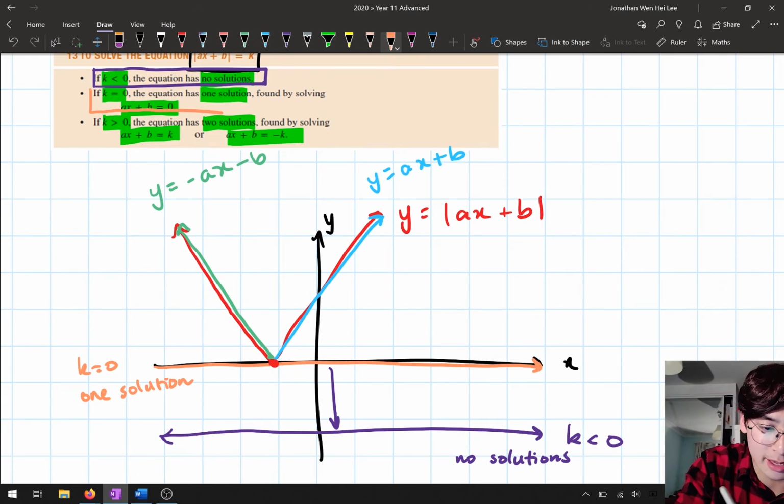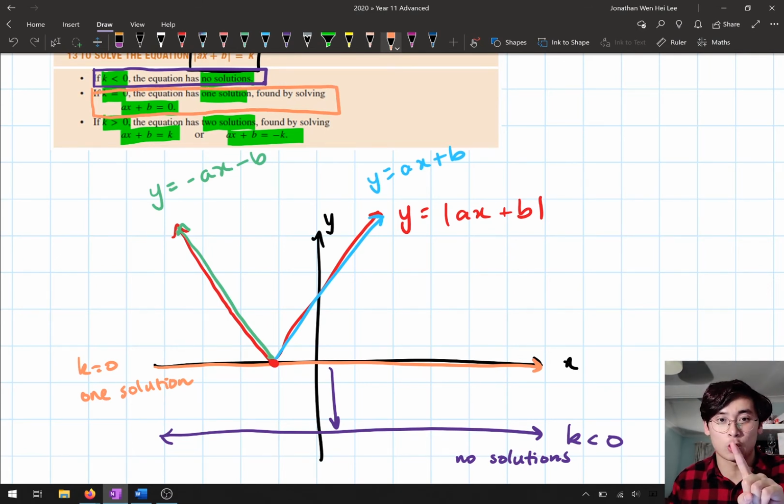Let me try to write that again a little bit nicer. Here, if k is equal to 0, we've got one solution.